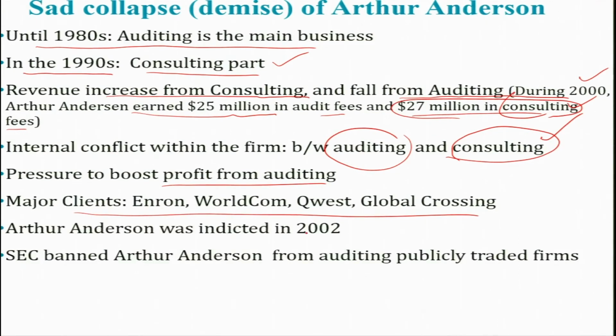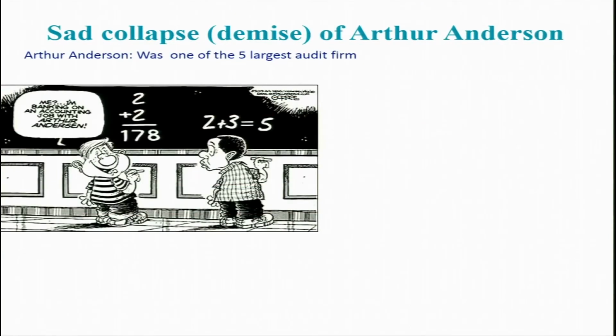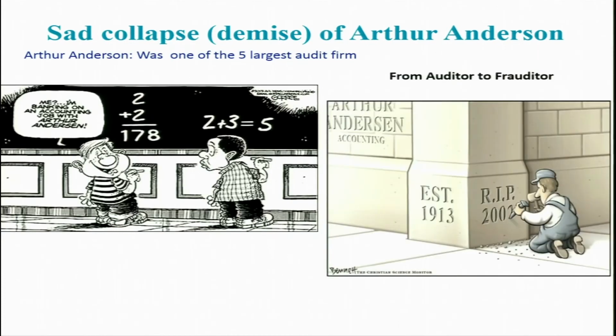Finally, Andersen was indicted in 2002, and the Securities and Exchange Commission banned Arthur Andersen from auditing publicly traded firms afterwards. This is just a graphic I am showing here to show how they cheated because of the conflict of interest, and how they contributed to the increasing information asymmetry and related problems in the financial sector.